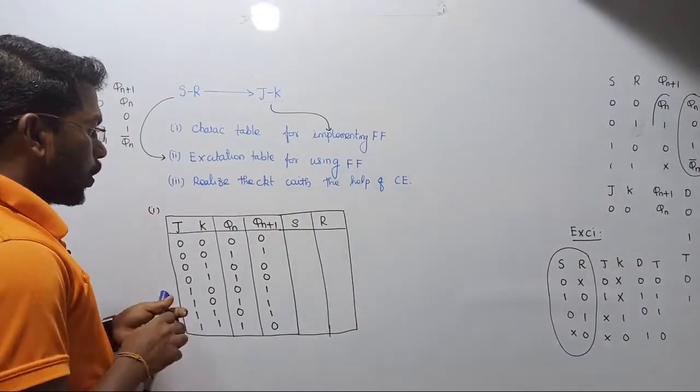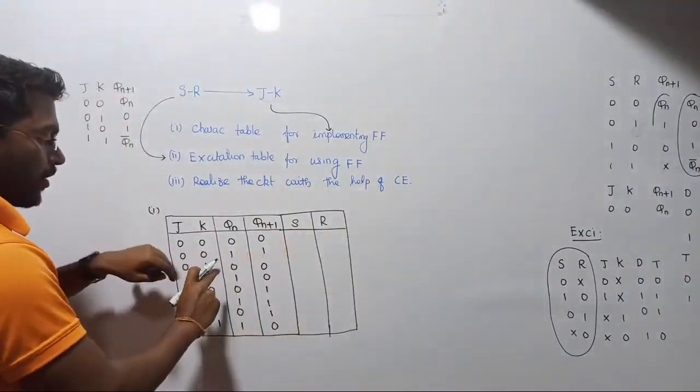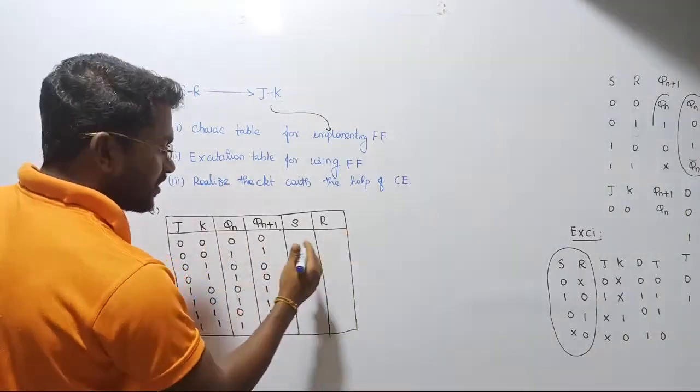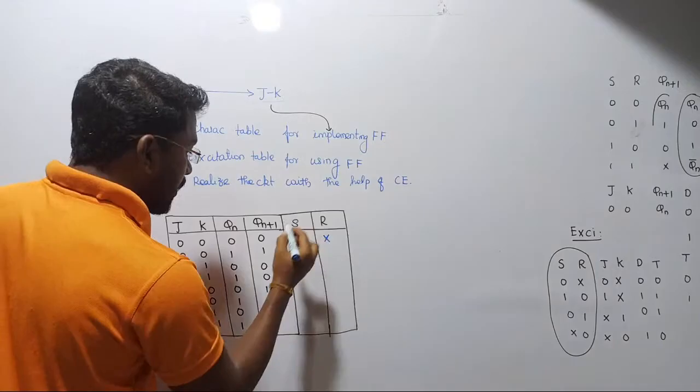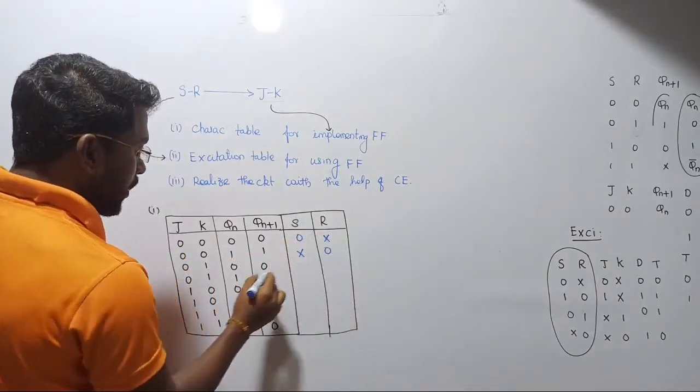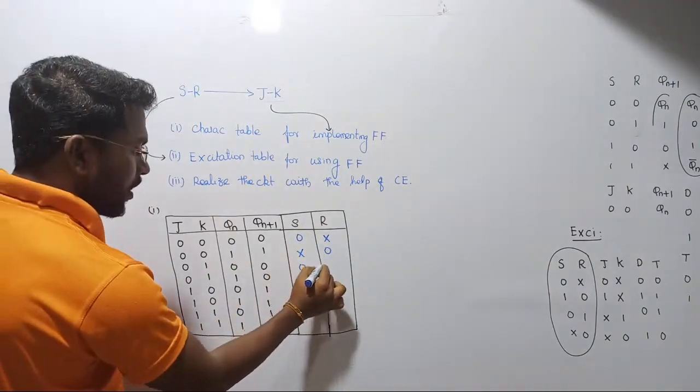Let's see what are all the possibilities that we are going to get for 00. Whenever it is 00, the possible input is going to be 0x. If we are giving 11, its possible input is x0. If you are giving 00, again it will become 0x.